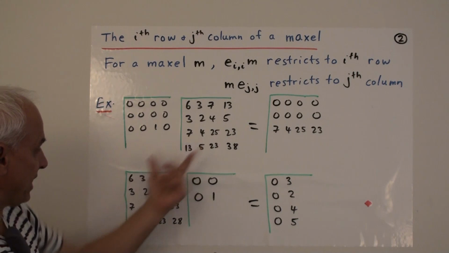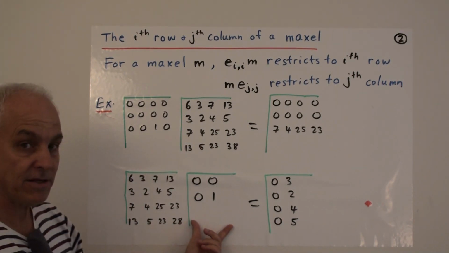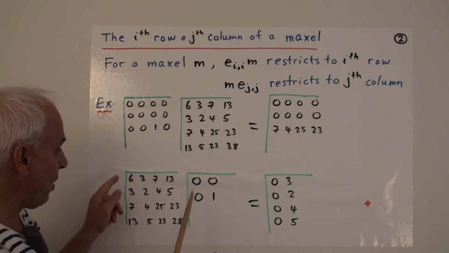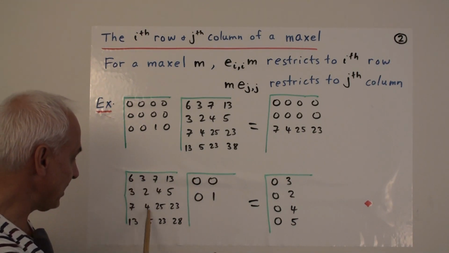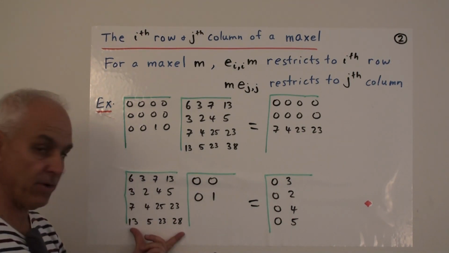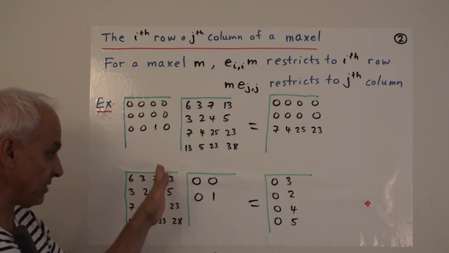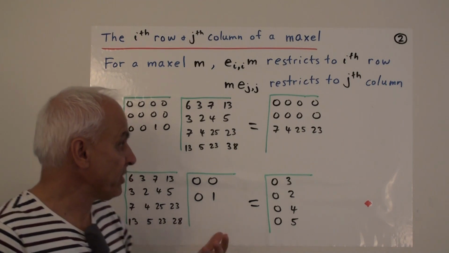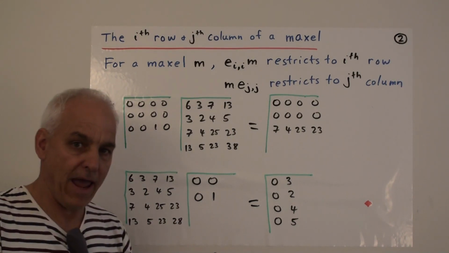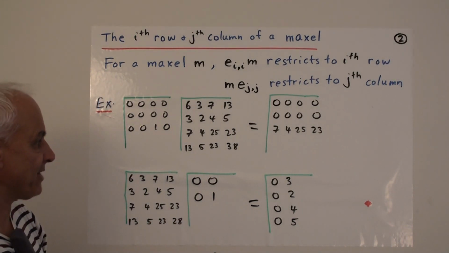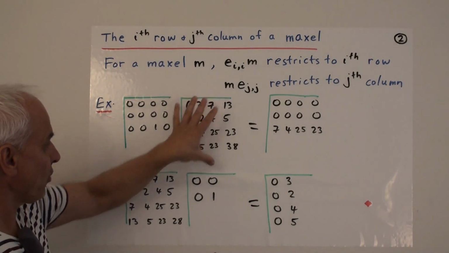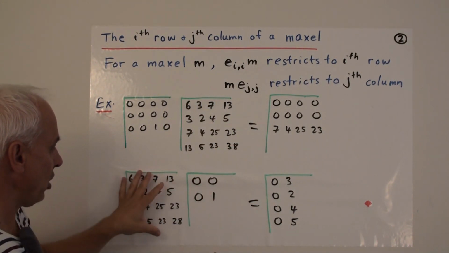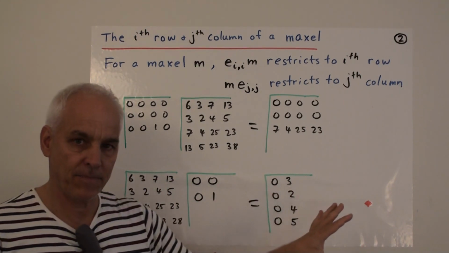On the other hand, if we take that same maxil and multiply it on the right, say by E_22, then what we get is just the second column of the original maxil, and everything else is replaced with zeros. So this is certainly one interpretation of what we mean by the row and column of a maxil: that the third row of this maxil is that maxil, and that the second column of this maxil is that maxil.